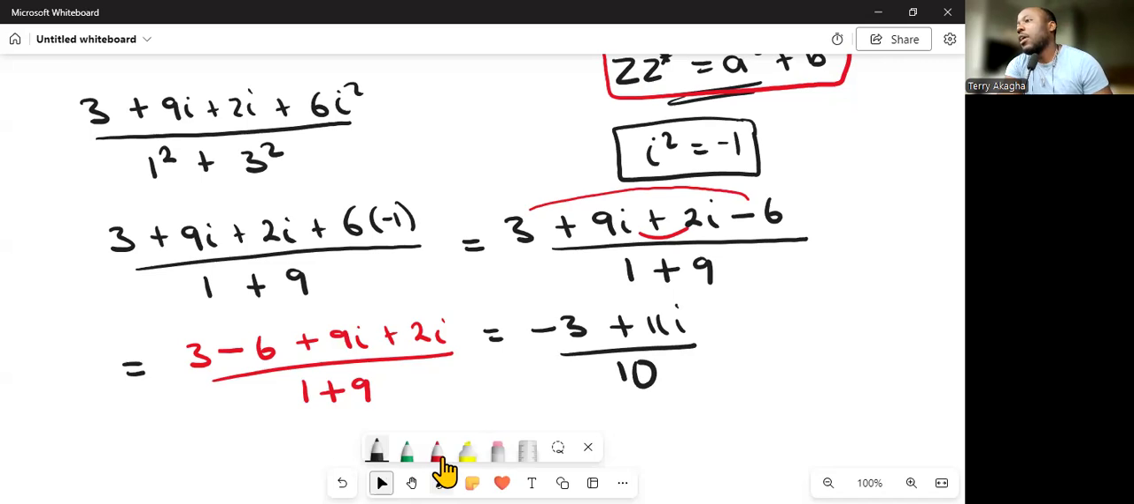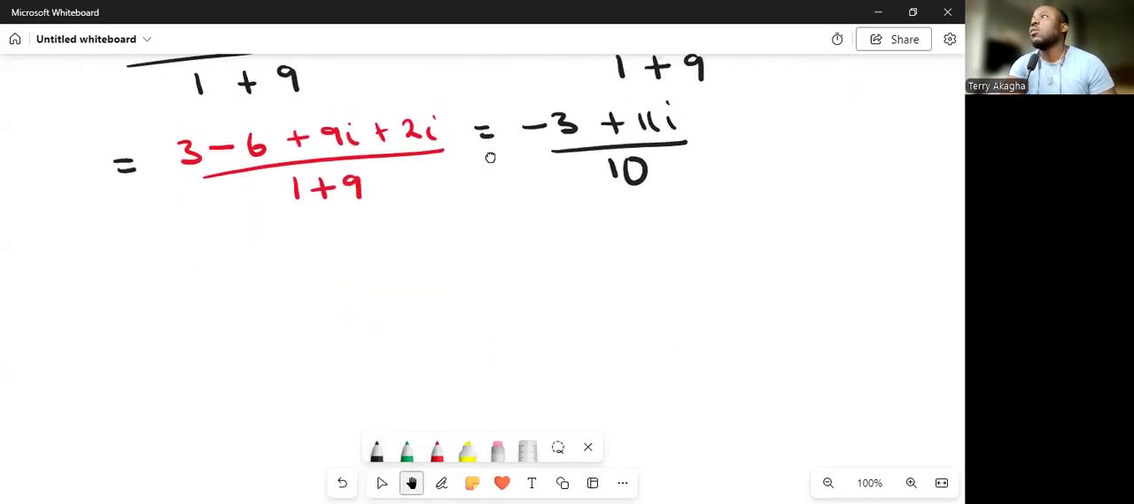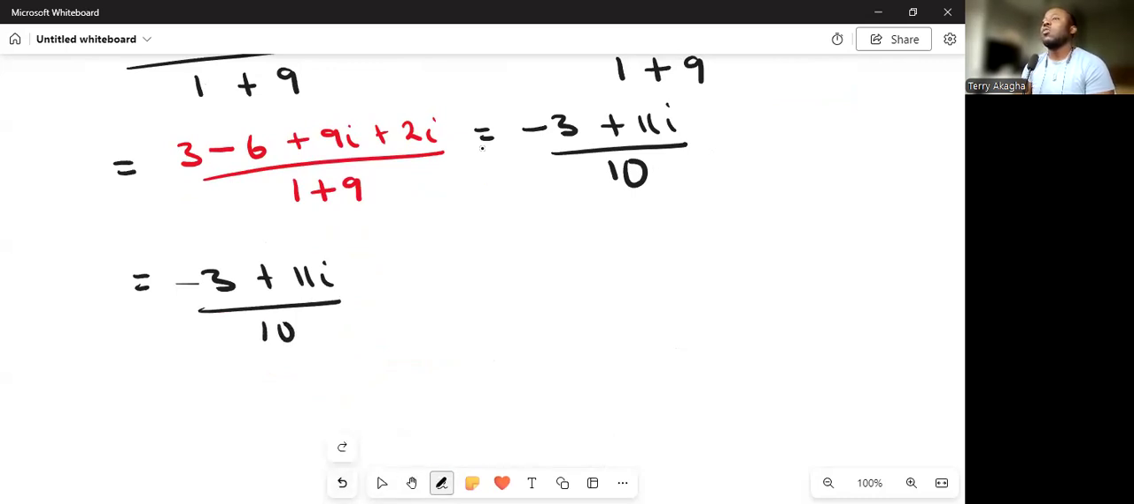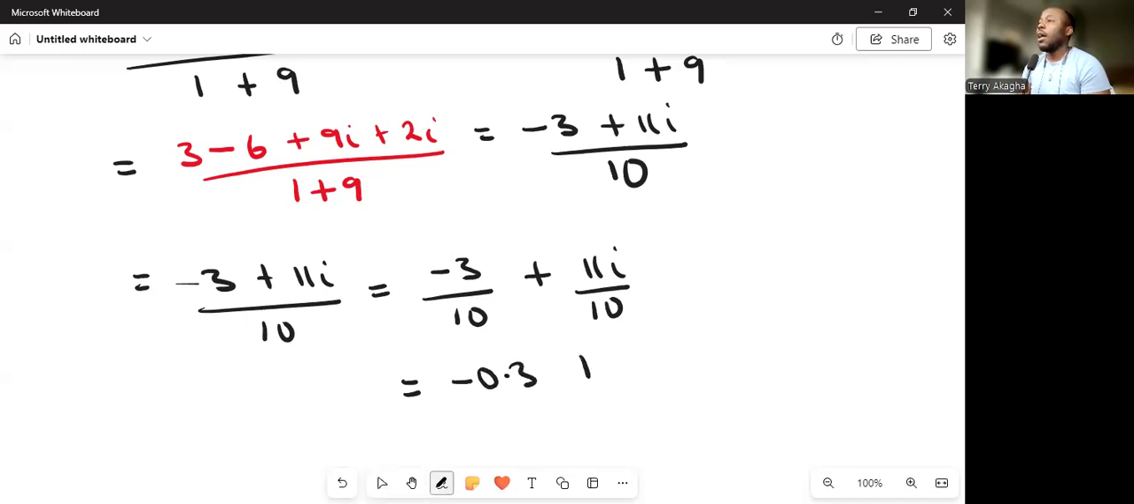Are you seeing it? Then we then have -3 plus 11j, all divided by 10. Are you seeing it? So that will be the same thing. So we have to divide it. Now we're dividing a complex number by a real number, right? So it's going to become -3 divided by 10 plus 11j divided by 10. So -3 divided by 10 will give us -0.3. And 11 divided by 10 will give us 1.1j. And that will be the answer for this.